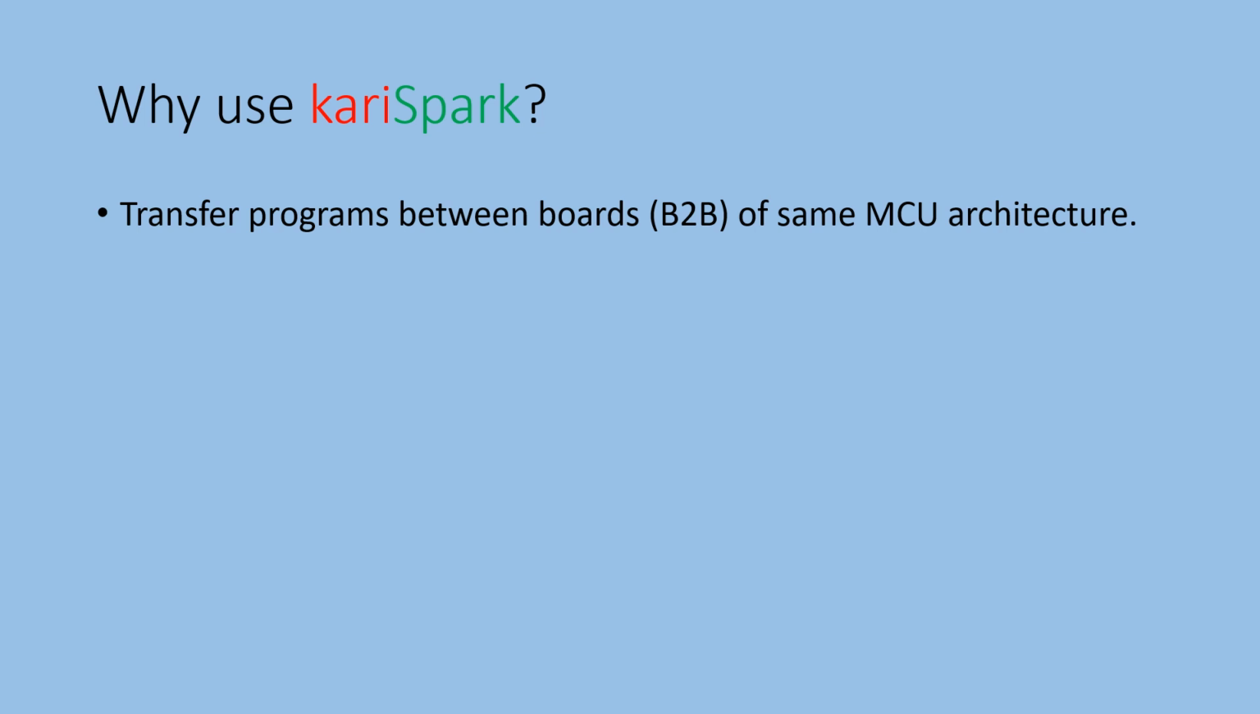So kariSpark supports parallel flashing by spawning many threads, where each transfer is allocated a thread, allowing you to transfer a program to many boards from one board at the same time. So you don't have to wait for one board to be flashed so that the other can be flashed, but they will all be flashed at the same time, concurrently. This is a very strong feature of kariSpark. So you can transfer programs of the same MCU architecture, that is B2B.